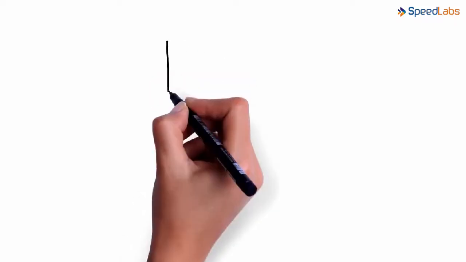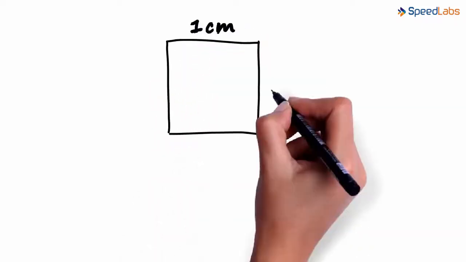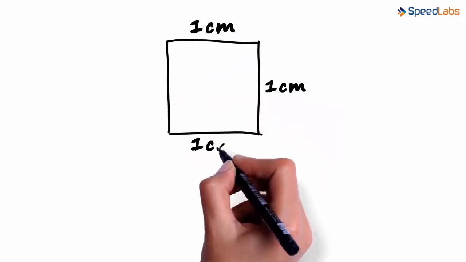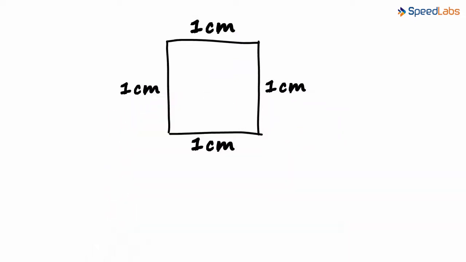Let's look at a square of side 1 centimeter each. It's always a good idea to write the length next to the respective sides. What is the area of the square?